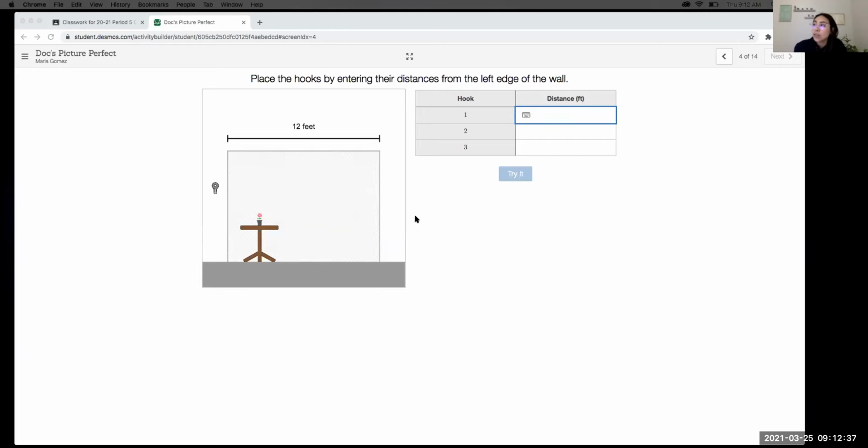One thing I want to make sure you pay attention to is that your wall is 12 feet. So we want to make sure our hooks are between those 12 feet. If you go past 12 feet, it's most likely not going to be in there. So keep that in mind. Oh, there you go. We have some of you changing it.